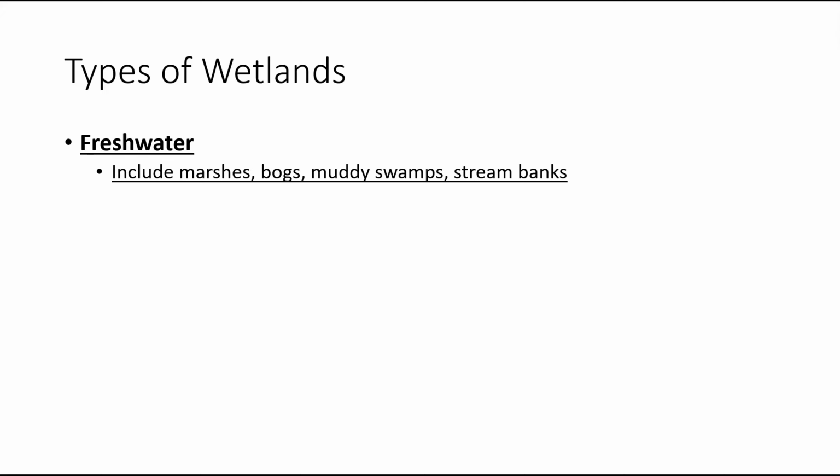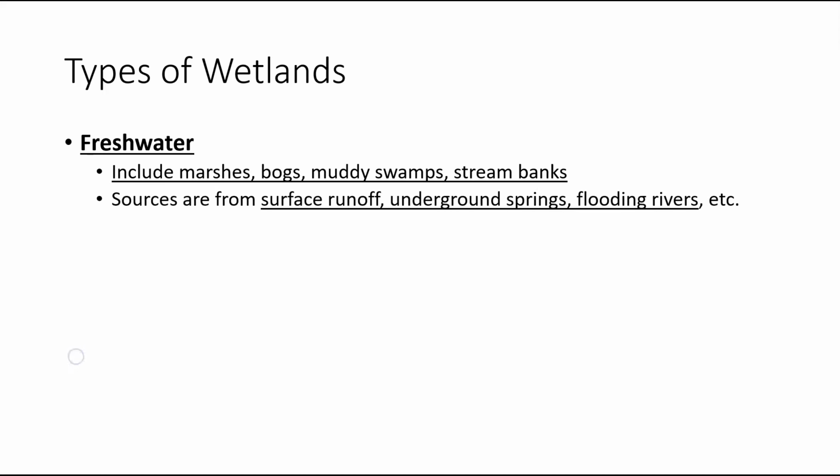All right. So we have freshwater wetlands, and that's like the one up at McNary I mentioned earlier. Your freshwater wetlands include marshes, bogs, swamps, and stream banks. The source of water, typically from surface runoff, sometimes underground springs or flooding rivers, contributes to the formation of freshwater wetlands. And one of the special adaptations plants have to have is they have to be adapted to fluctuating water conditions.